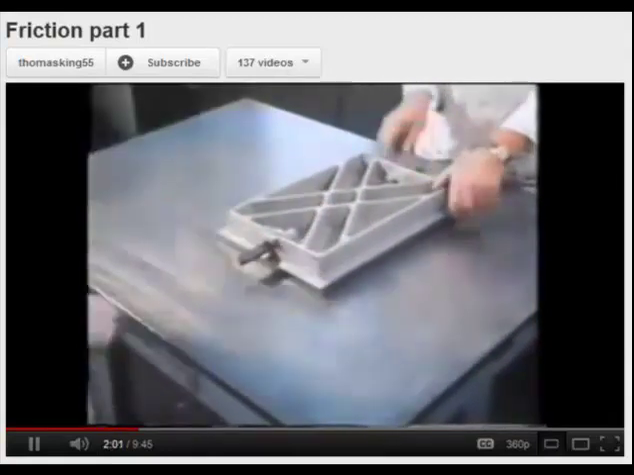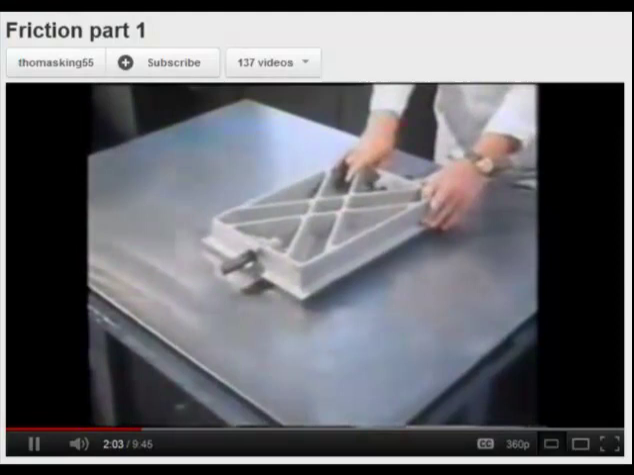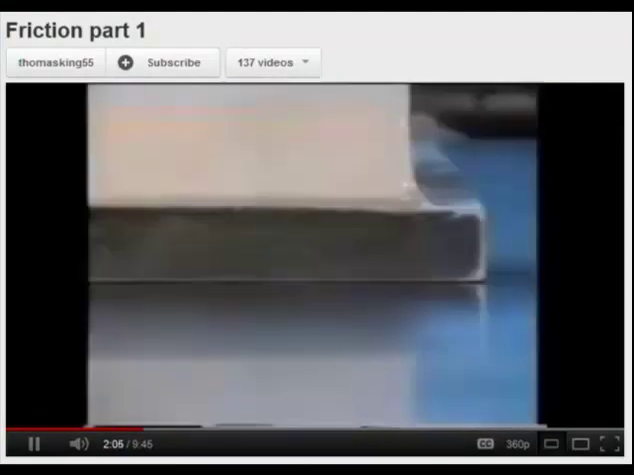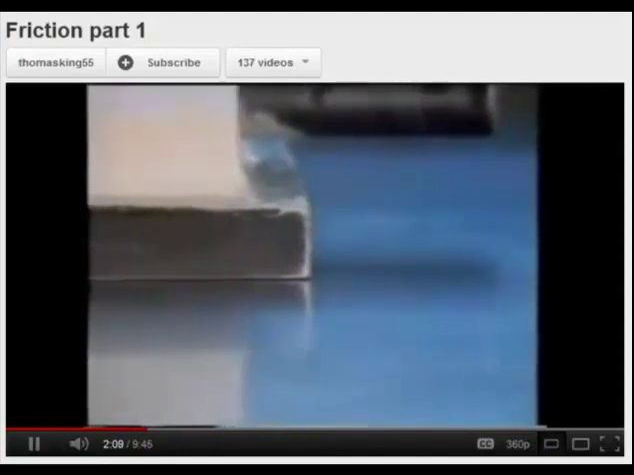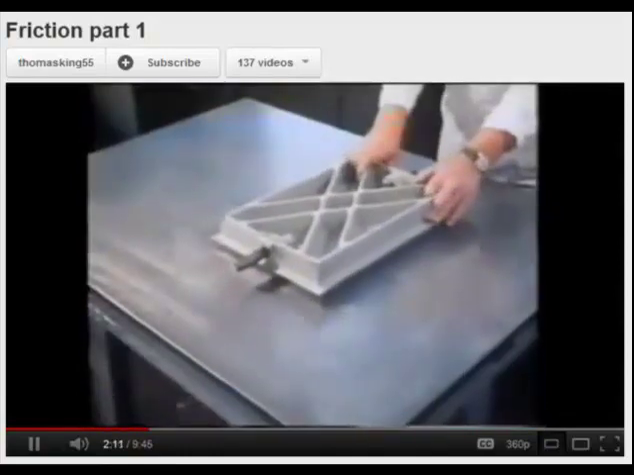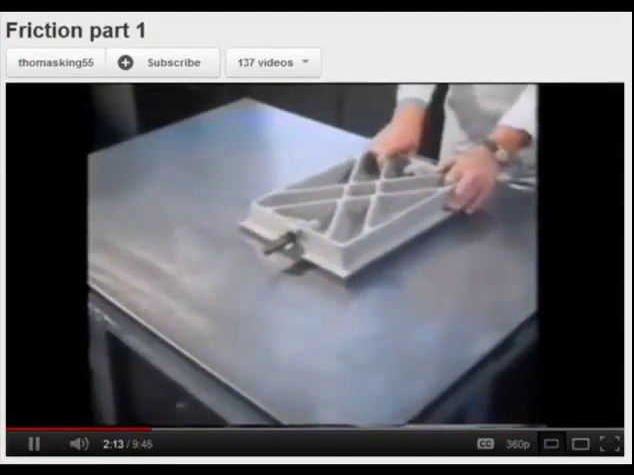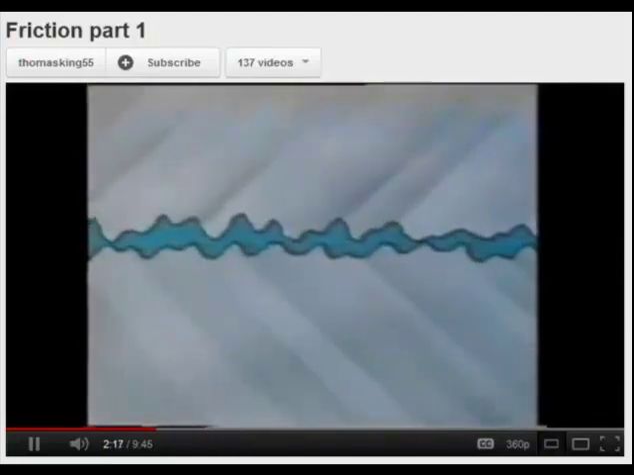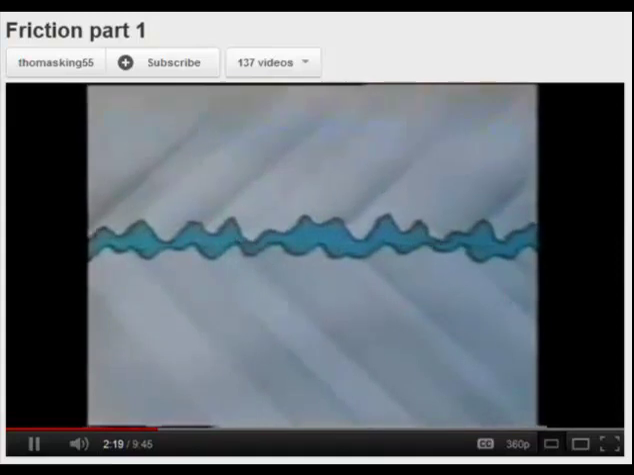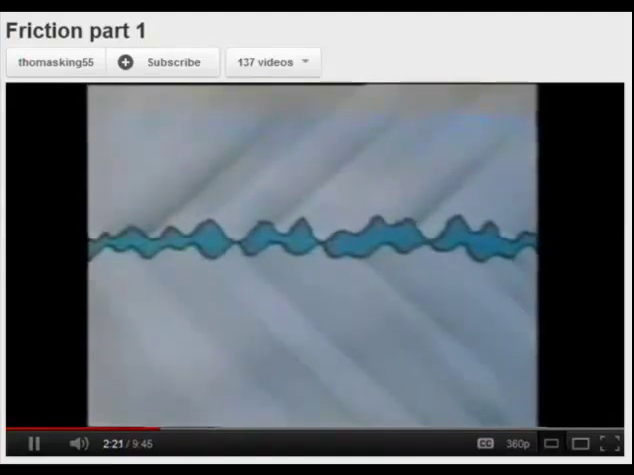A surface plate looks perfectly smooth and flat, but when we try to push it across a steel bench top, we encounter some resistance. We get a kind of stick-slip motion. If we could look at these two smooth surfaces under a microscope, we'd see something like this. A series of peaks and valleys. The peaks rub against each other as one surface moves over the other.